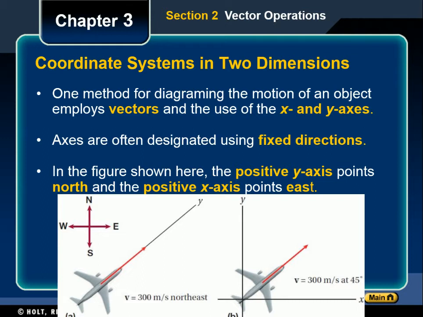Another problem is that the first method provides no way to deal with a second airplane that is not traveling in the same direction as the first airplane. Thus, axes are often designated using fixed directions. For example, in Figure 2.2b, the positive y-axis points north, and the positive x-axis points east. Similarly, when you analyze the motion of objects thrown into the air, orienting the y-axis parallel to the vertical direction simplifies problem solving.